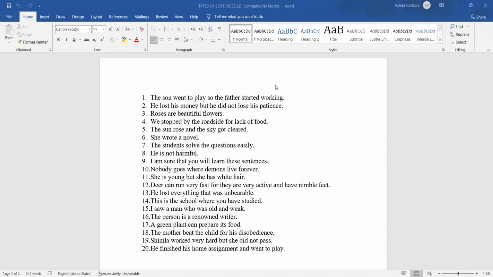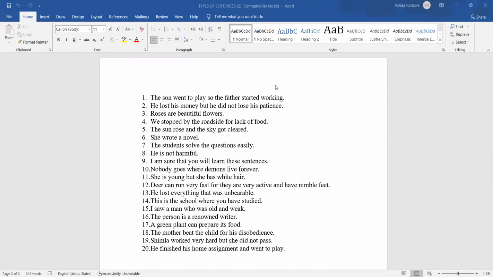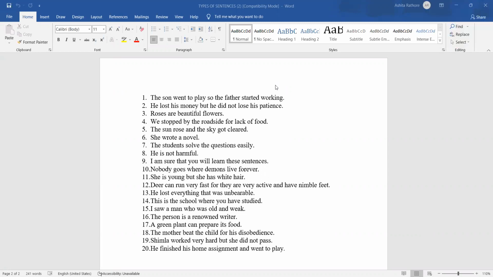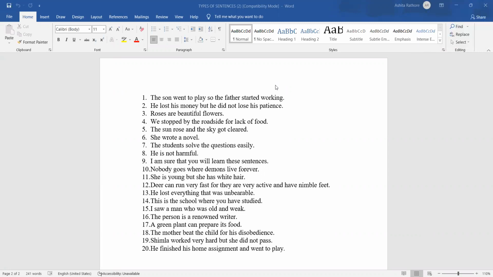Ma'am, I think it's a complex sentence. Why, ma'am, complex? It's compound. It's compound, ma'am, because... हाँ, complex क्यों लगा? There are two different clauses. The son went to play, so the father started working. The father started working. It looks okay, but then ultimately it's dependent.